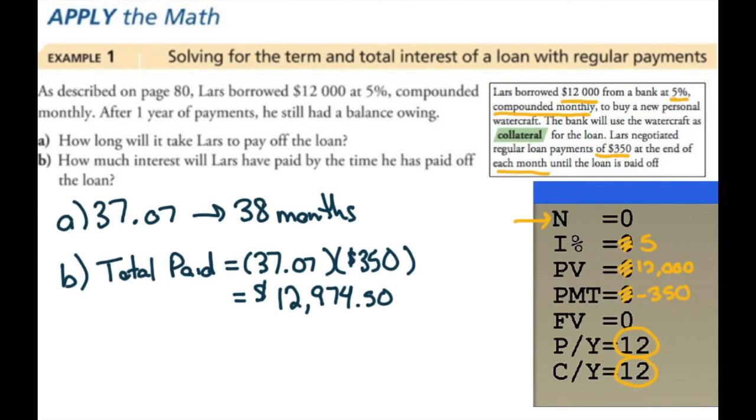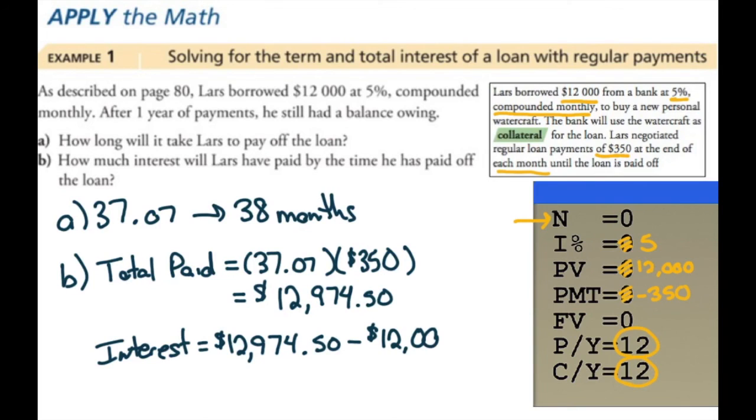That's not the amount of interest that he's paid. That's just the total that he's had to hand back to the bank. His interest is the difference between the total amount he's paid, the $12,974.50, and the loan amount, which was $12,000. Means that he paid $974.50 in interest.